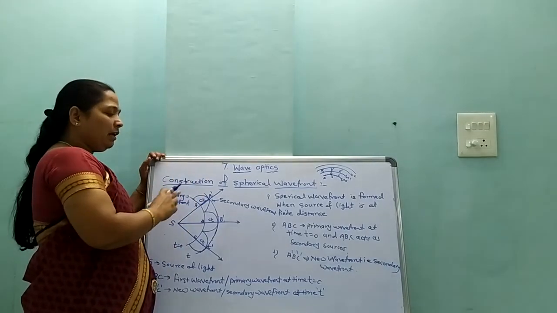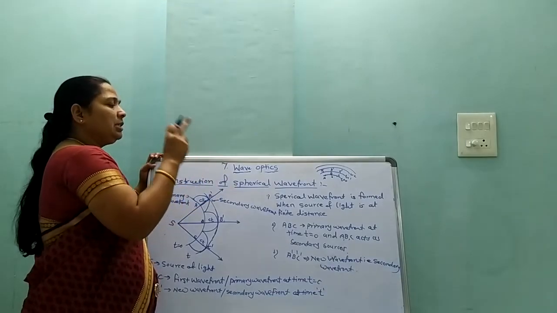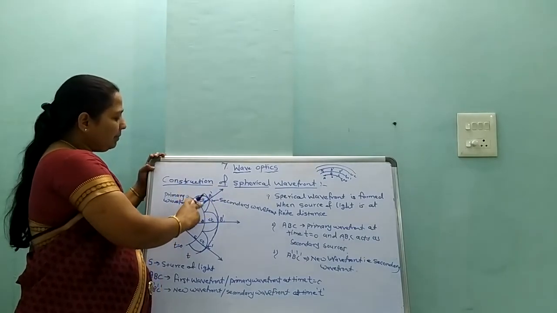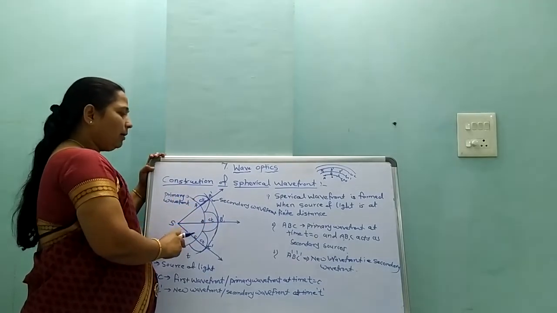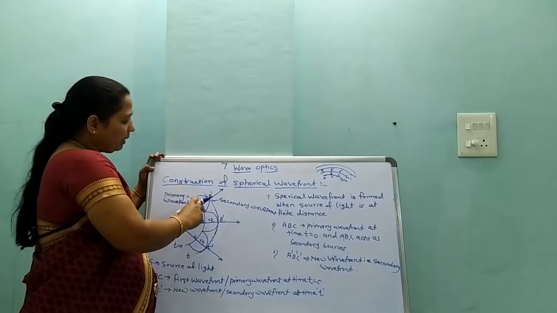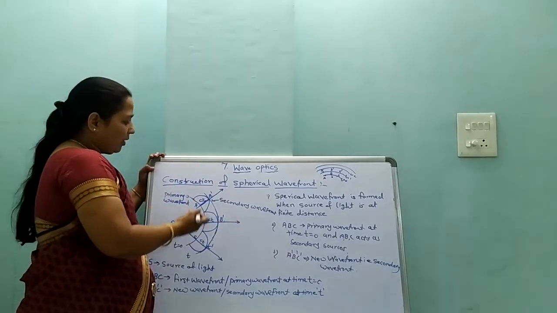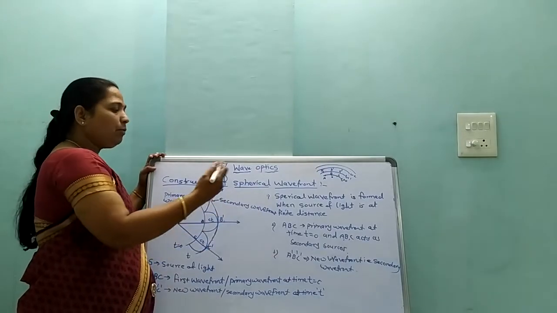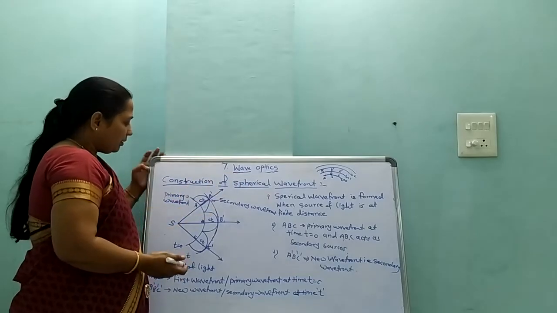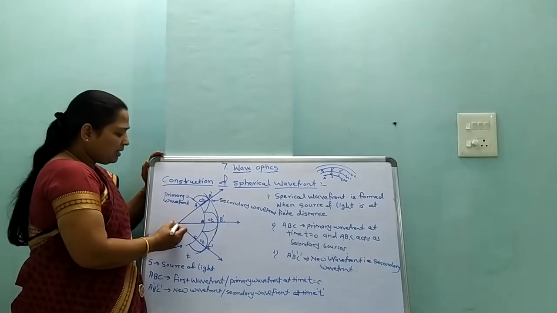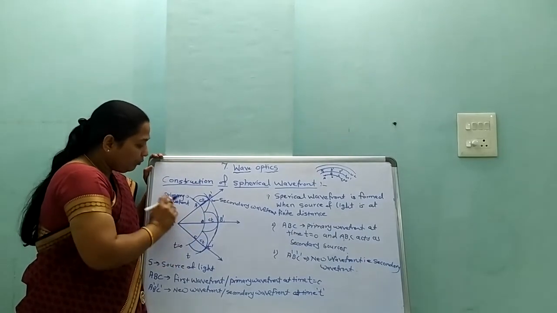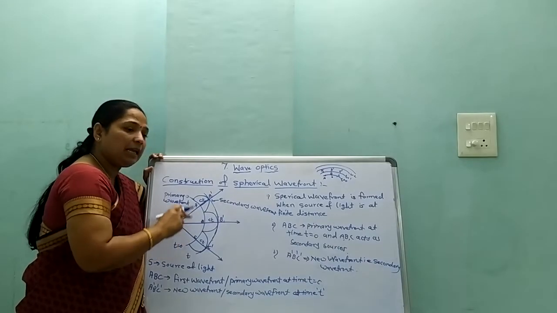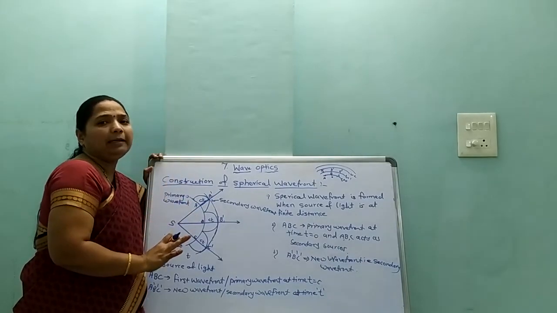Therefore, in the construction of a spherical wavefront, the first condition is that the source of light is at finite distance. The second is that ABC is formed as the primary wavefront, and every point on the primary wavefront acts as a secondary source. A dash, B dash, C dash is the new wavefront, known as the secondary wavefront, and it again acts as a secondary source. S is the primary source. It produces the wavefront known as the primary wavefront, and the points A, B, C on it act as secondary sources of light.